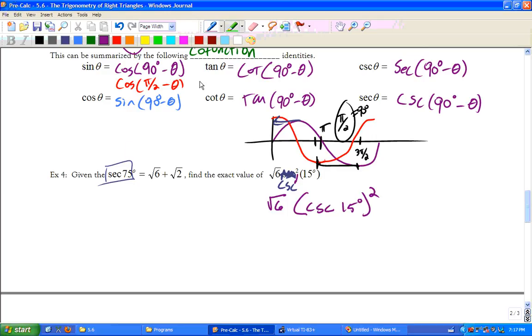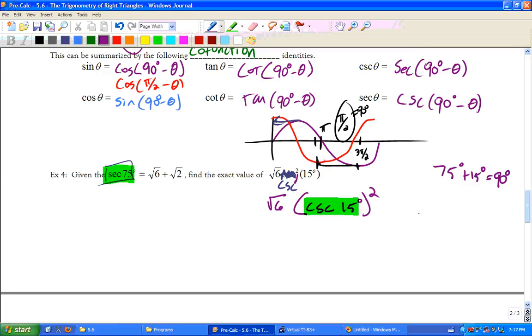Now, let's focus in on this. The secant squared of 75 and the cosecant of 15 degrees. There's something really special here: 75 degrees plus 15 degrees equals 90. That may not have jumped out at you, but as you get familiar with these, you should be looking for complementary angles and saying, maybe we can use my cofunction identities.